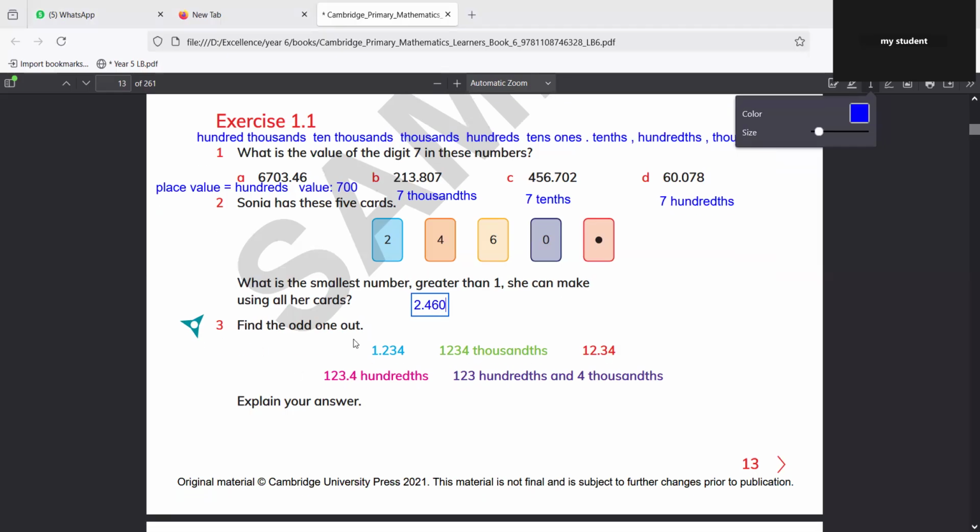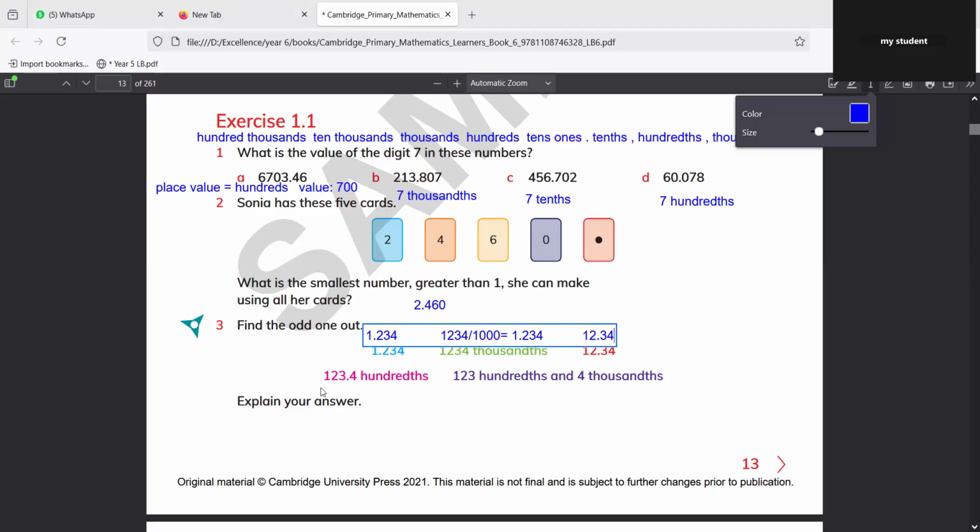But question 3, they say find the odd one out. When I say find the odd one out, you need to write all of them in the same form, like write them all as decimals. This one is already 1.234. Nothing is mentioned about it. But this one, we say thousandths. When you see thousandths with a TH, that means you divide by 1,000. Like this means 1,234 divided by 1,000. And when you divide by 1,000, you put the decimal point after 3 digits. So it will be 1.234. The one after, nothing is mentioned with it, so you're going to write it as it is, 12.34.